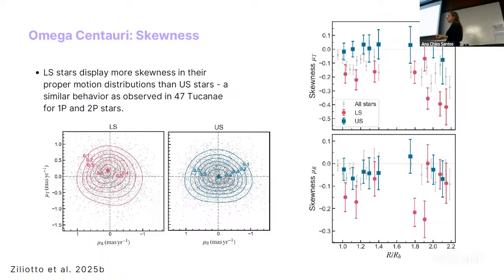So it could be the case that Omega Centauri is preferentially losing lower sequence stars, but more simulations are needed to actually investigate if this is what's driving the differences in skewness between the populations.